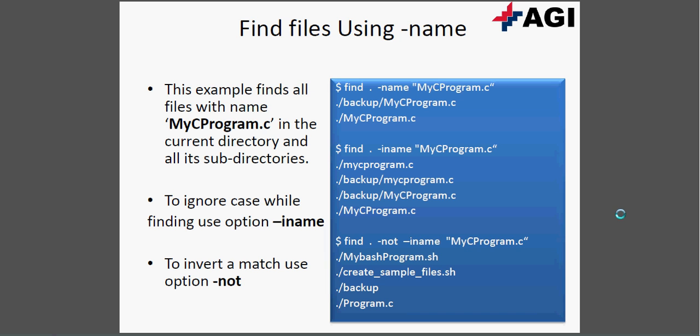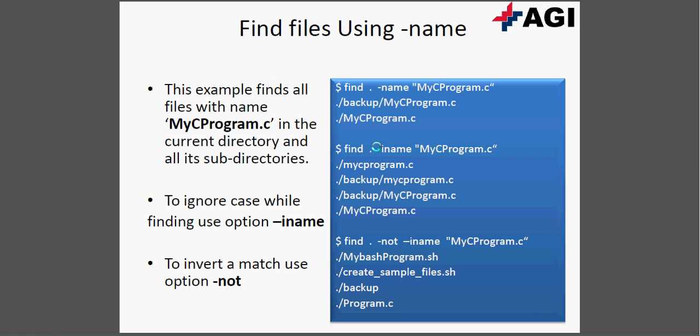In my first case, I'm finding files using the name of the file. So in the blue box, I have listed some of the examples. In the first example, I'm looking for a file named mycprogram.c, and on my command line I first type find followed by the target directory, which in this case is my current directory, which is represented by the symbol dot, followed by the option -name, and followed by the name of the file. So it has given me two locations within my current directory where I find the file mycprogram.c.